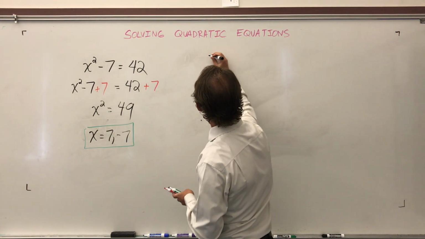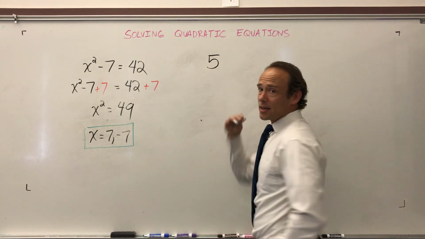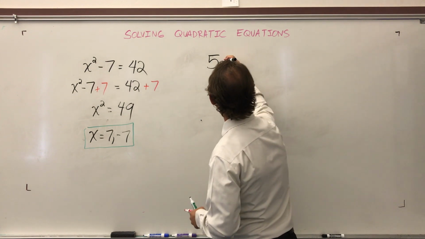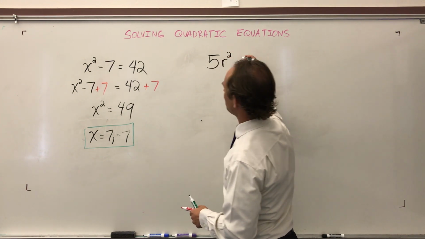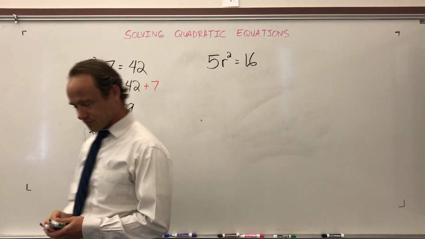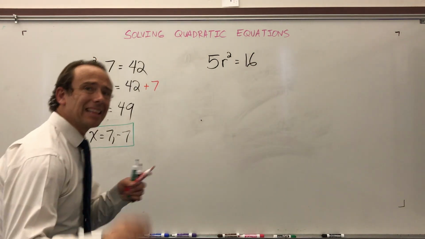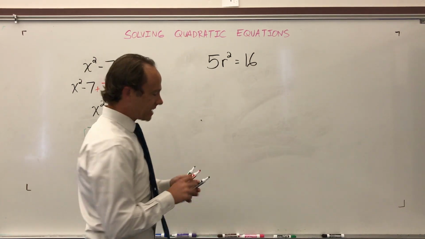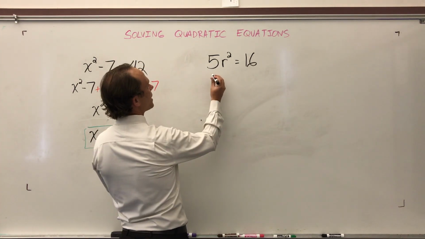All right, so last one, we're going to go 5. Give me a good variable. R. Hey, I like it. I like where your mind is at. Is equal to 16. All right, beautiful. So one of the things I like to do is to kind of exemplify the multiplication.